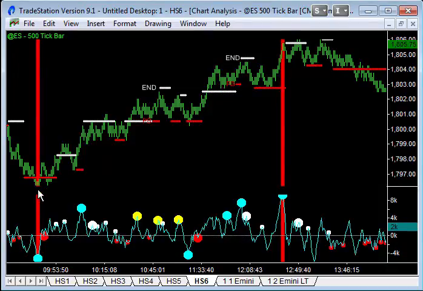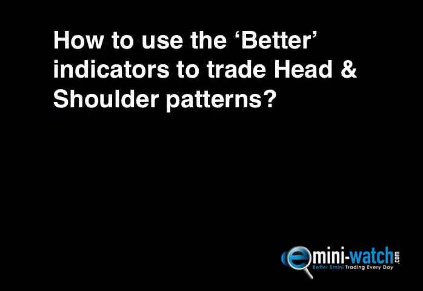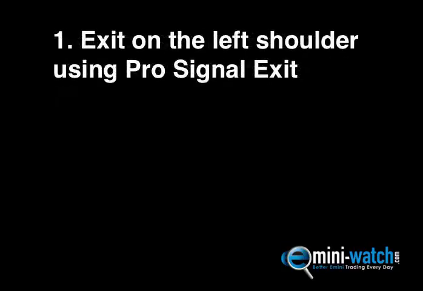This market has bottomed at this point. It'll top out when you also see those extremes in exhaustion volume here and here. So specifically, how can you use the Better indicators to trade the head and shoulders patterns? These are my three recommendations. The first one is to exit on a left shoulder using the Pro Signal Exit.